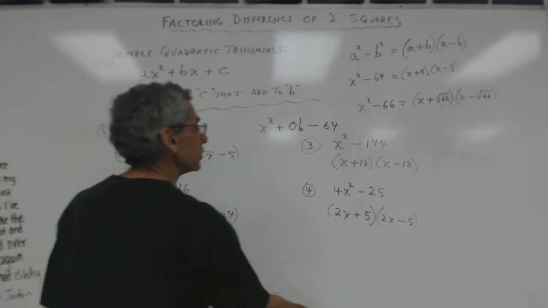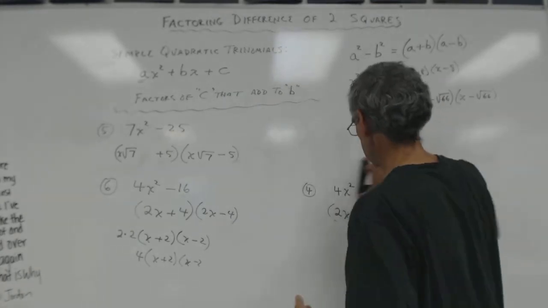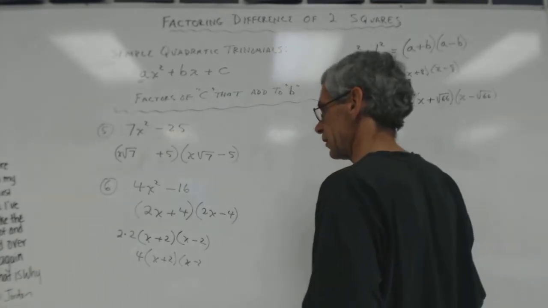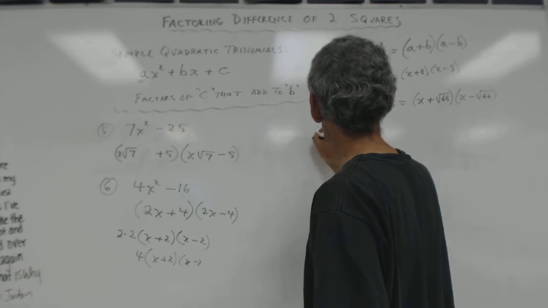So if I was doing this, let me erase this, and let's say I had number 6, right? We're doing 6 all over again.